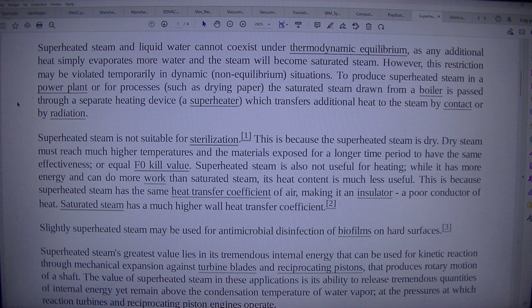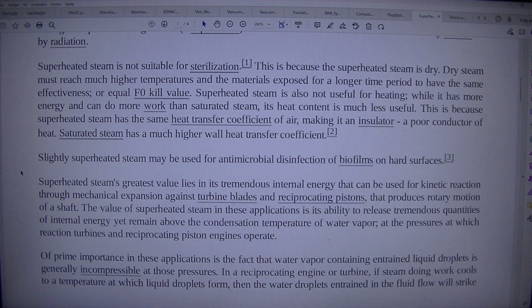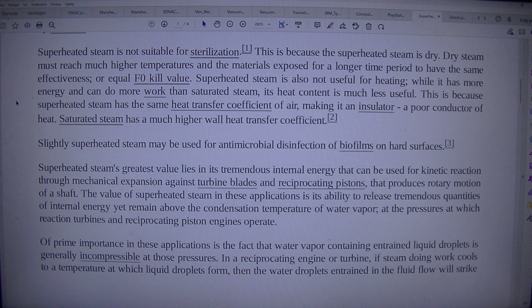1. This is because the superheated steam is dry. Dry steam must reach much higher temperatures and the materials be exposed for a longer time period to have the same effectiveness, or equal F0 kill value. Superheated steam is also not useful for heating. While it has more energy and can do more work than saturated steam, its heat content is much less useful. This is because superheated steam has the same heat transfer coefficient as air, making it an insulator, a poor conductor of heat. Saturated steam has a much higher wall heat transfer coefficient.